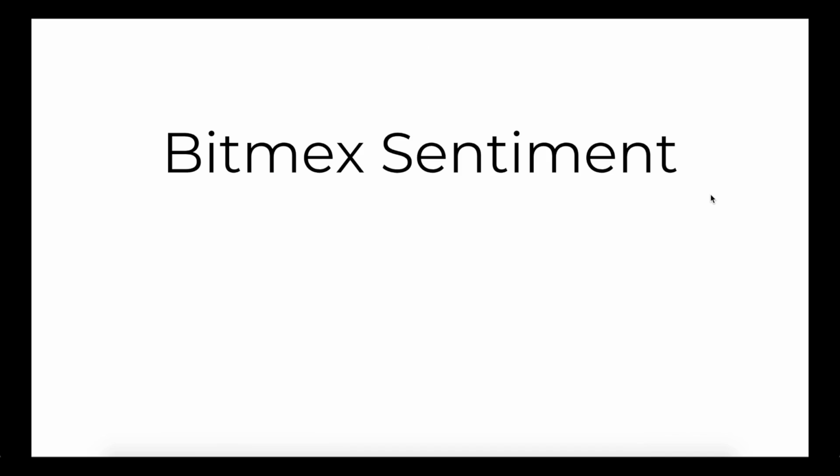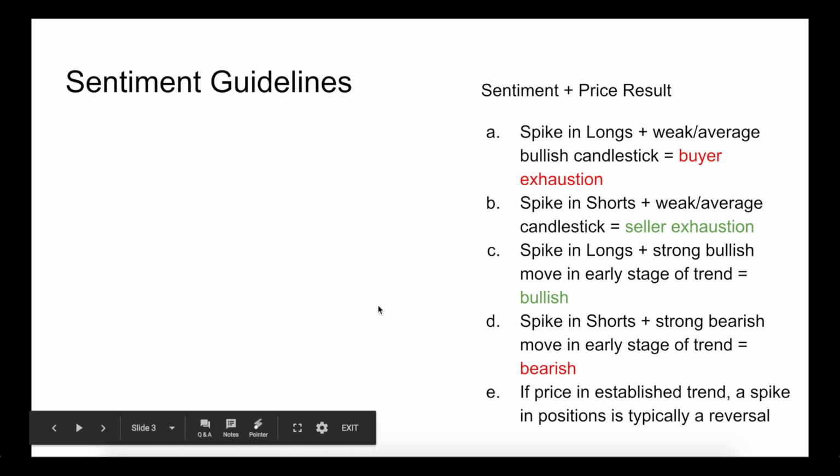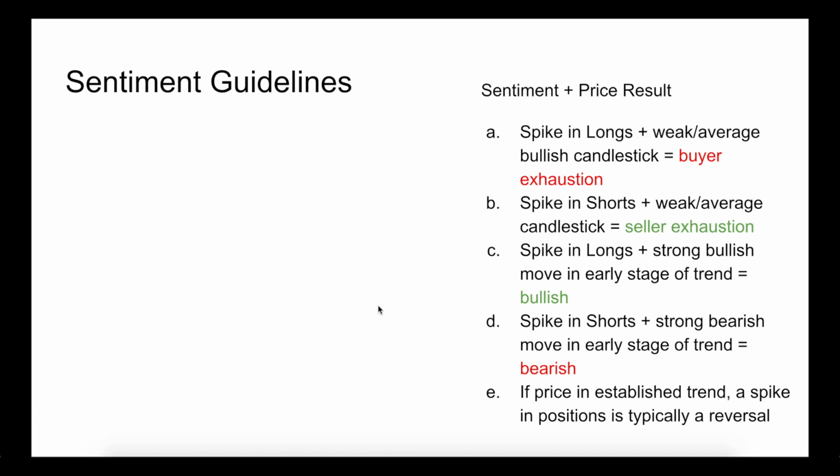All right, so with Bitmex sentiment, a few guidelines and rules that I first want to talk about. When we look at Bitmex sentiment, we're interested in sentiment plus the price result. What this means is that we're looking at: is price in an established trend? How much has price moved up as a result of the buying, or as the result of the selling? And how much of a spike in longs or how much of a spike in shorts have we gotten?